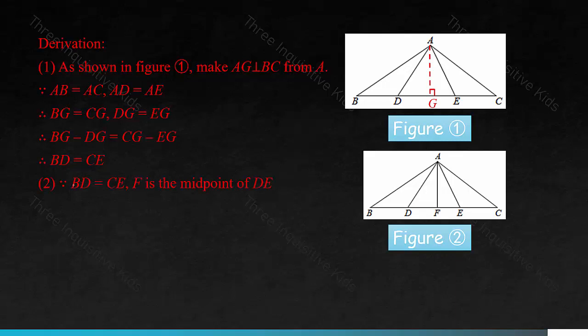And for number 2, BD equals CE. F is the midpoint of DE. Therefore, BD plus DF equals CE plus EF. Therefore, BF equals CF. And because AB equals AC, therefore AF is perpendicular to BC.